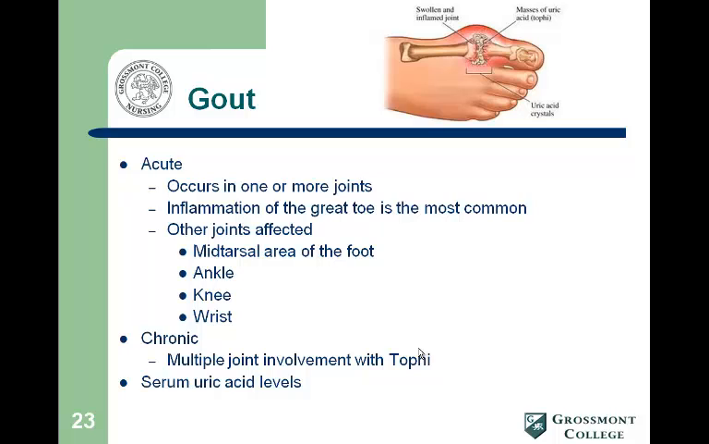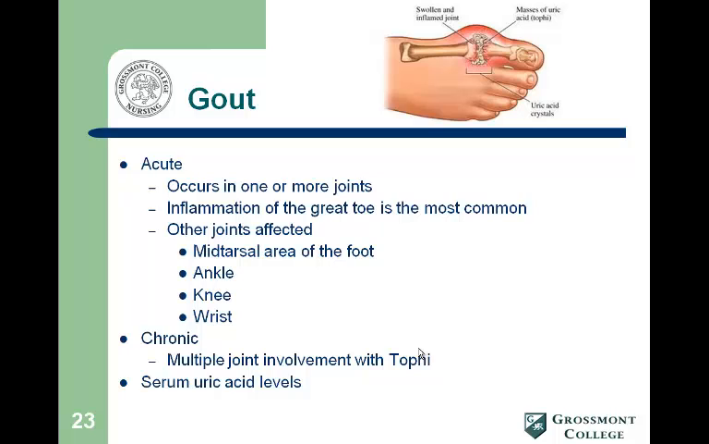So the attacks that come on are related to a sudden increase or decrease of uric acid levels. So when it's acute, it usually occurs in one or more joints, and it's generally thought of as the big toe disease. So when someone has pain in their mid-metatarsal area or in their great toe, the first thing someone's going to think of is that it is gout. Okay, so that's an acute problem.